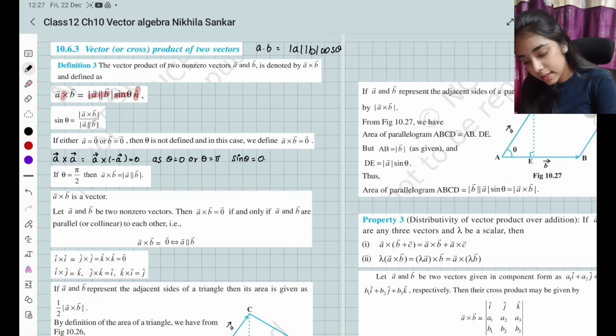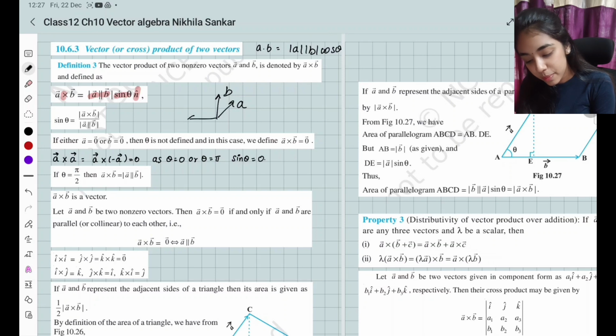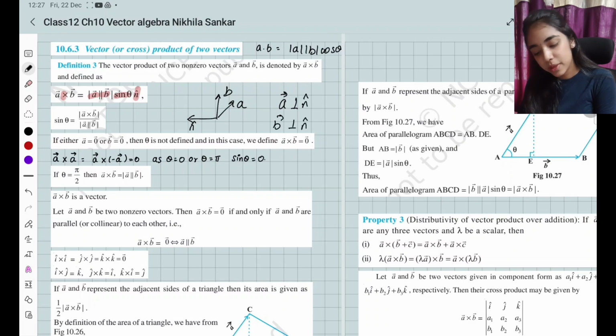N capனா என்ன? இப்போ A vector இந்த directionல இருக்கு, B vector இந்த directionல இருக்குனா, n is going to be in a direction which is going to be perpendicular to both. So, A vector is perpendicular to n vector and B vector is going to be perpendicular to n vector.